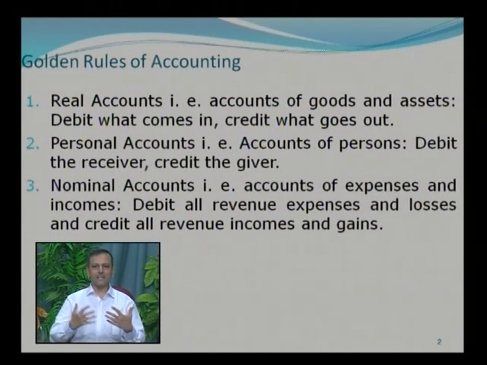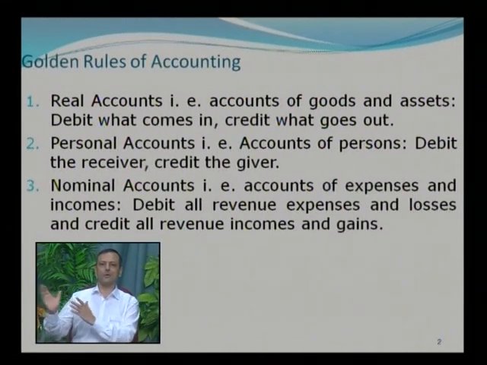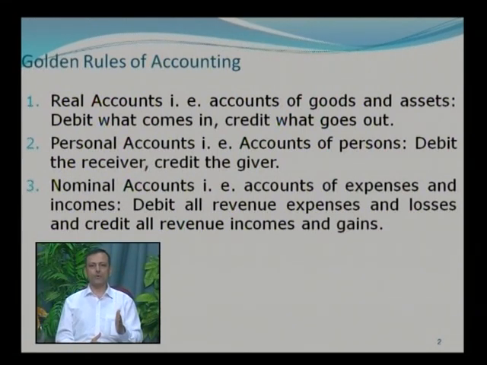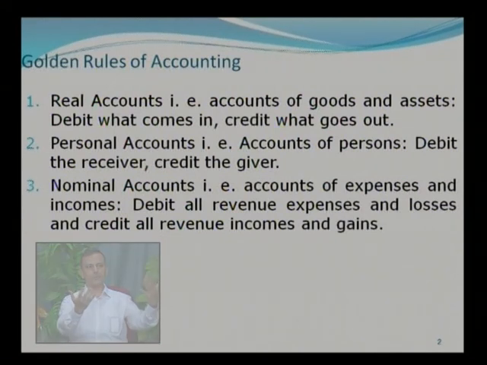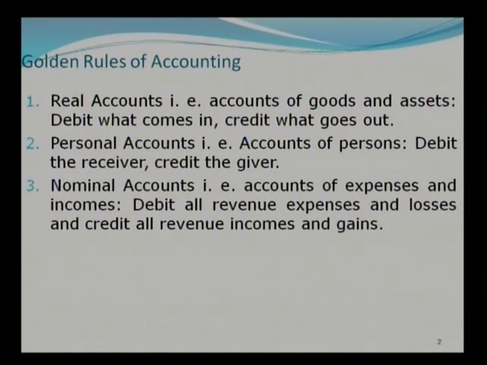So when goods or the asset comes into the business, we debit that account. For example, when we purchase a furniture, furniture account is debited because furniture comes in. When we purchase goods, the purchase account is debited because the goods come in. At the same time, when we sell goods, the goods go out. Debit what comes in, credit what goes out. This is the rule. So for any asset or for any goods, whenever the goods or asset come into business, we debit that account. Whenever such goods or asset goes out of the business, we credit that account.